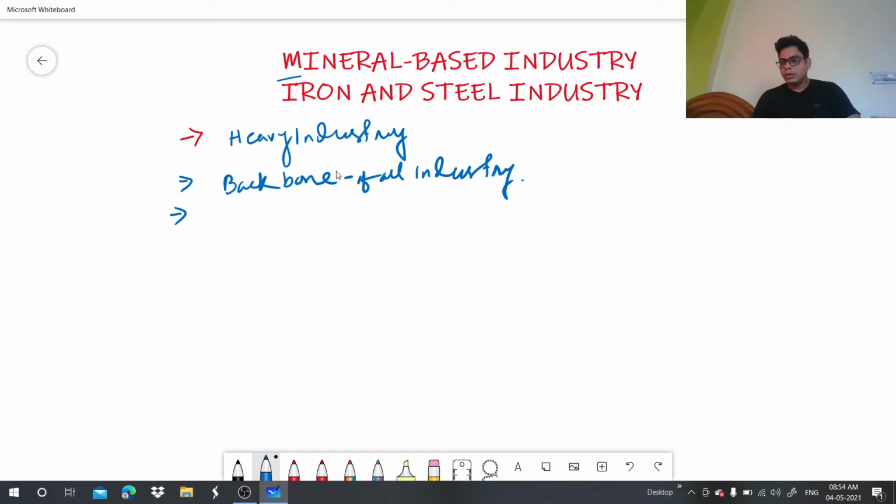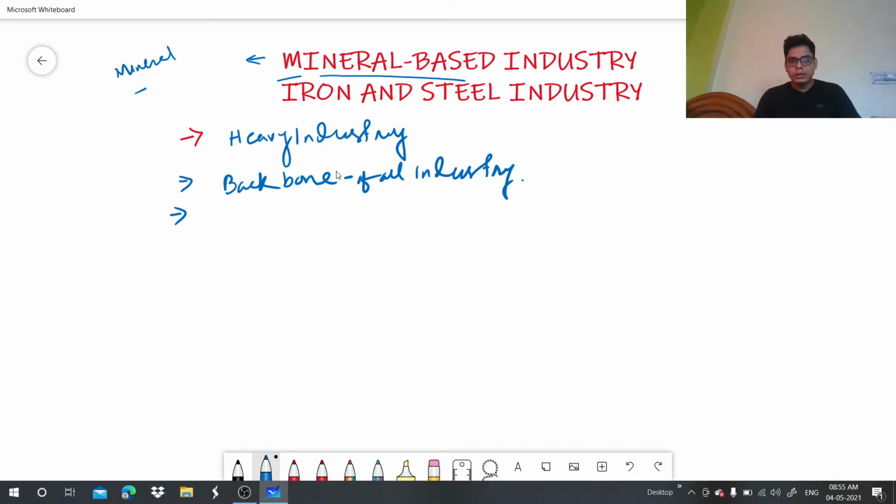This is its importance: without the iron and steel industry we cannot establish any kind of industry. The automobile industry is not possible without it, nor are locomotives, rail tracks, shipbuilding, machines, tools and the manufacturing of defense equipment. It is also mineral based, because for this industry we use only minerals, such as iron and manganese. So the iron and steel industry is considered the backbone of all industry.